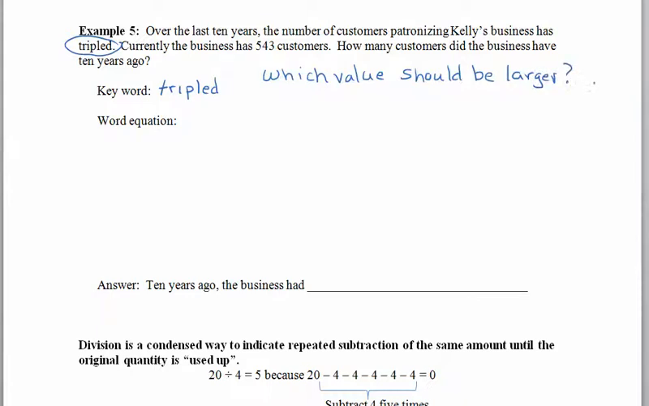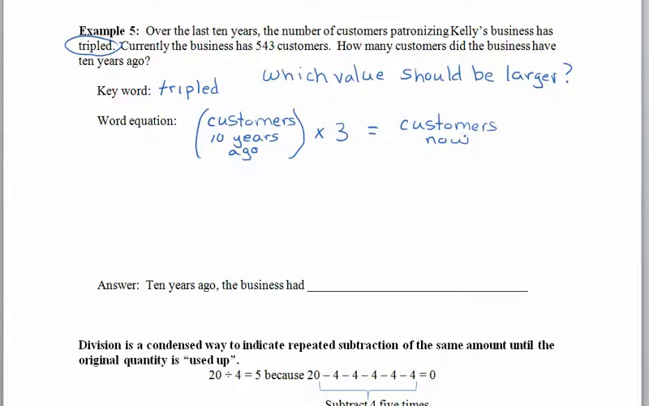And this will help keep you from putting the wrong number in the wrong spot. So really what's happening is that the customers 10 years ago is the smaller number, and this is being multiplied by 3 to give us the customers now. All right, so let's see. Customers 10 years ago, I don't know what that is. We should call it something like X.